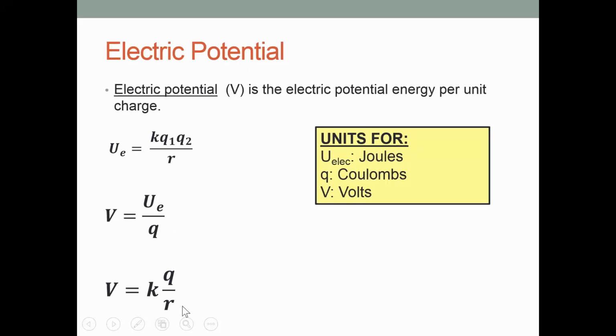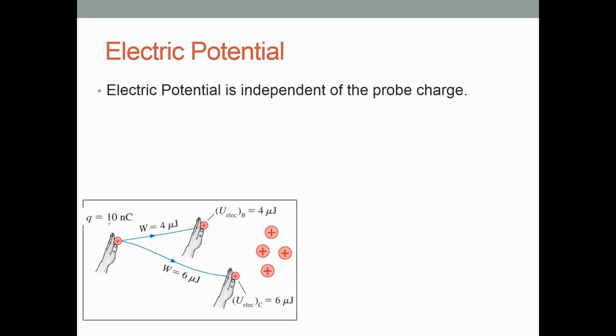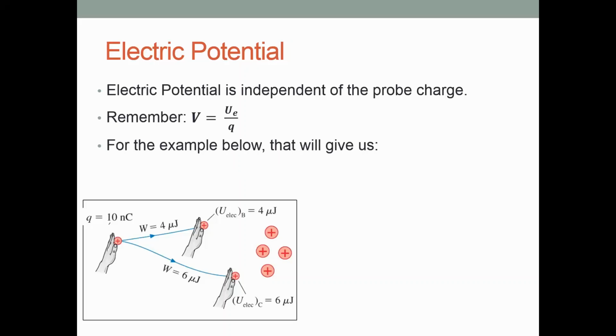Now the units for electric potential energy, just like any energy measurement, are going to be in joules. Charge is in coulombs, and the potential is measured in volts. As the electric potential increases, the electric potential energy increases at the same rate. They are directly proportional. Electric potential, because we've divided it by the probe charge, is independent of the charge that you're using to find it. So remember, potential is the electric potential energy divided by charge.